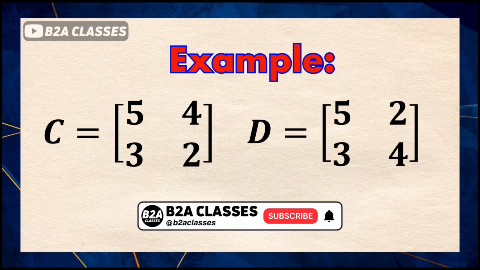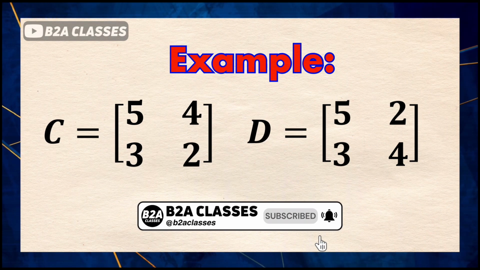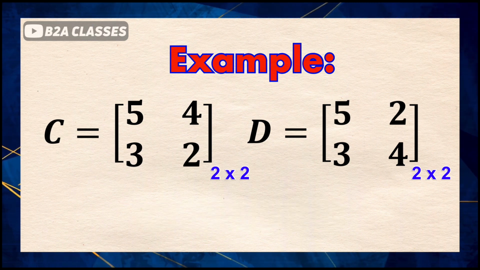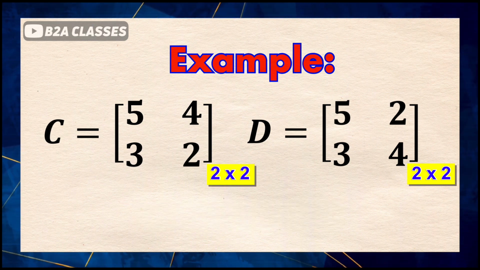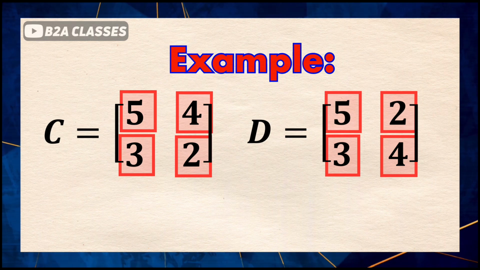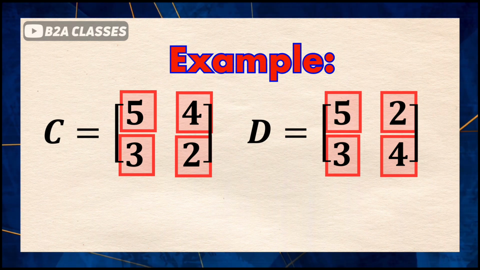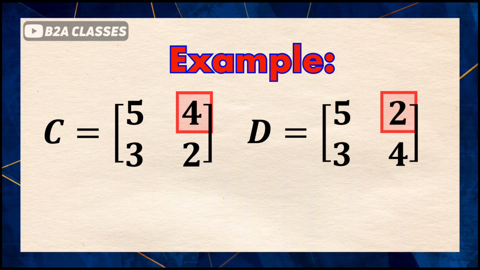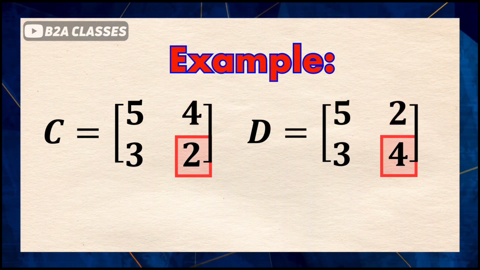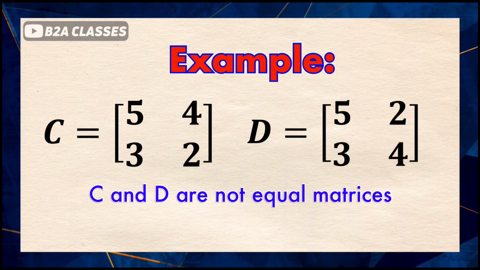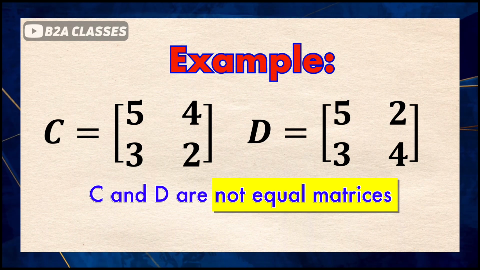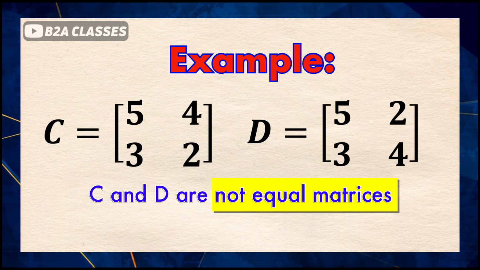Now let's compare these matrices. On comparing, you can note that matrix C and matrix D are of the same order, which is 2 by 2. But corresponding elements are not equal. The element present in the first row, second column, and the element present in the second row, second column are not equal. Therefore, matrix C and D are not equal matrices. This is how you compare the equality of matrices.